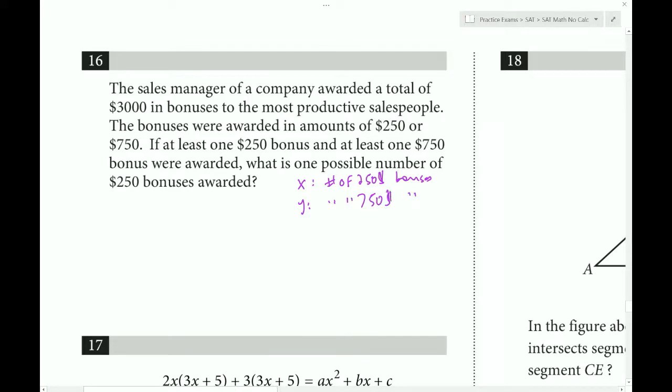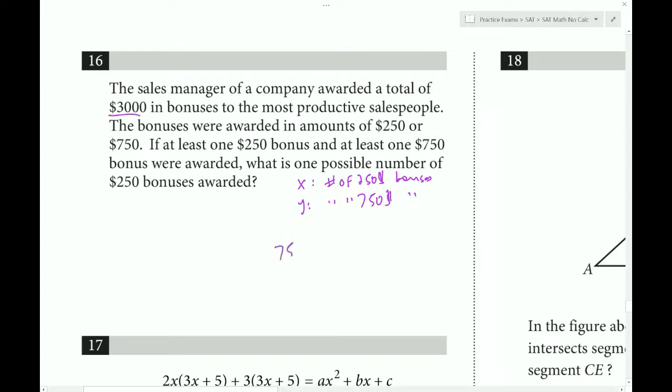If at least one $250 bonus and at least one $750 bonus were awarded, what is one possible number of $250 bonuses awarded? Okay, so the fact that it's asking for one possible number indicates that there may be more than one right answer. So let's keep that in mind here.